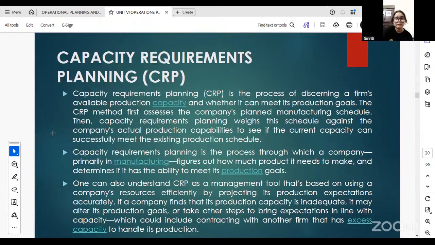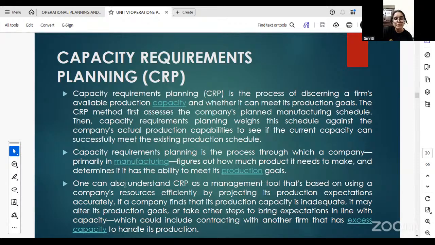Capacity Requirements Planning (CRP). Capacity Requirement Planning (CRP) is the process of discerning a firm's available production capacity and whether it can meet its production goals. The CRP method first assesses the company's planned manufacturing schedule. Then Capacity Requirements Planning weighs this schedule against the company's actual production capabilities to see if the current capacity can successfully meet the existing production schedule.